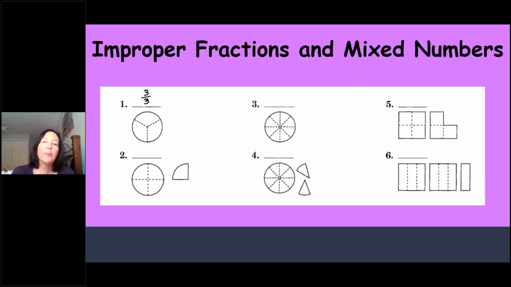Okay. So now improper fractions and mixed numbers. The first one they did for you, we've got 3 out of 3 makes the whole. So that's one whole. So number 2 down here, the first thing I want you to do, Talisha, is to write the improper fraction, and then I want you to tell me the mixed number. So see if you can do that for number 2. The improper fraction.